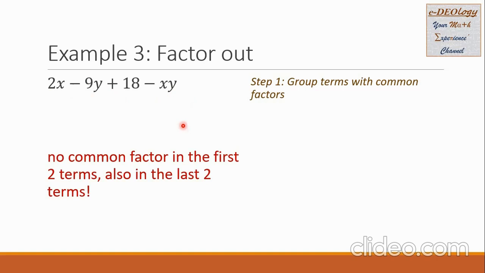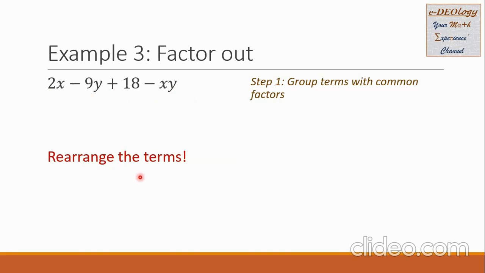So what I'm going to do is to rearrange the terms. I can put the 2x on the last part. So it's now -9y plus 18 minus xy plus 2x. And then from here, I can see now that there is a common factor in the first two terms. Also, there is a common factor in the last two terms.